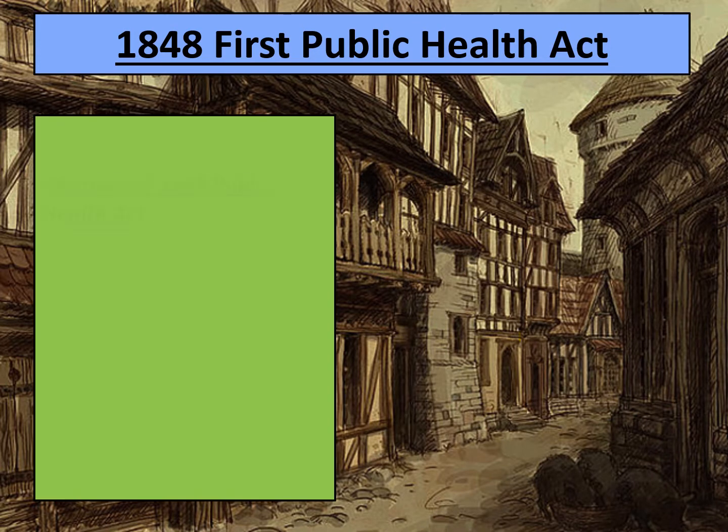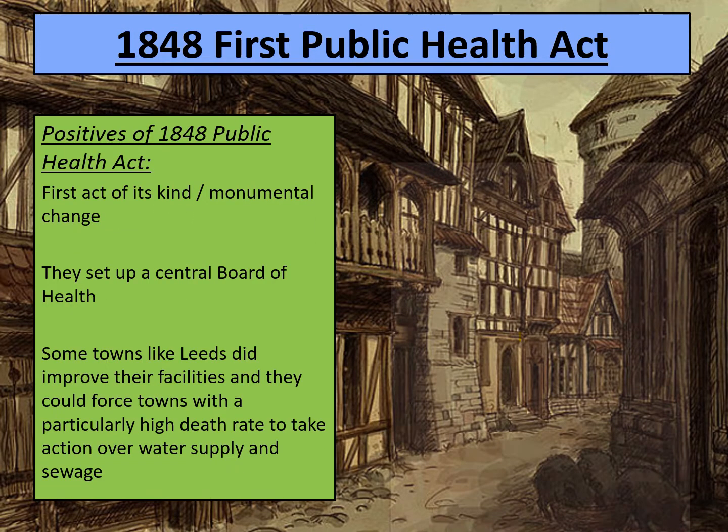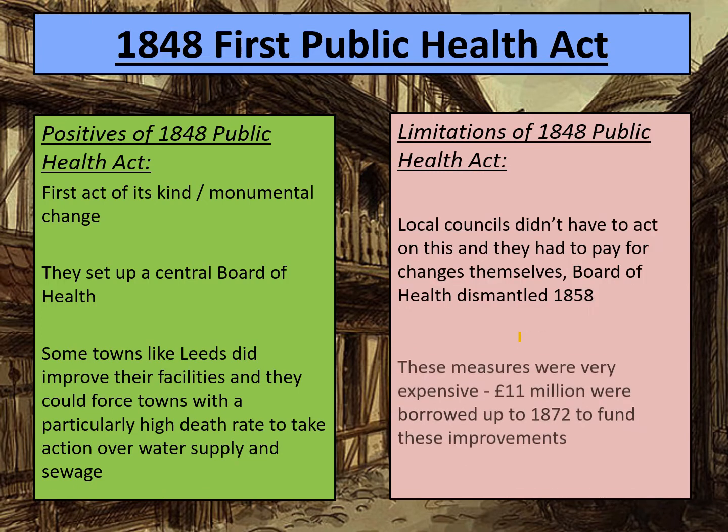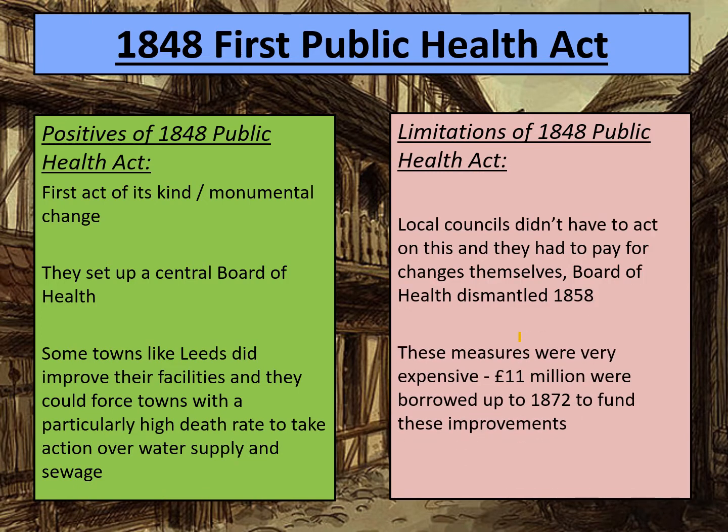We now want to think about the 1848 Public Health Act. This was something that was passed as a result, really, of things like cholera, but also to some extent Chadwick's 1842 report also put pressure on the government. So this was passed in 1848, and there are lots of positives of this act. For instance, it is the first act of its kind.